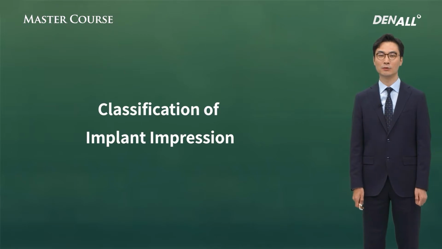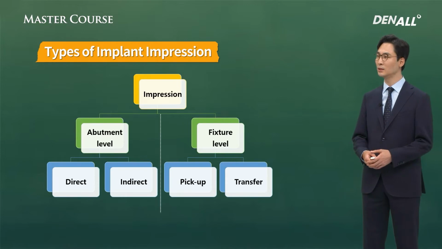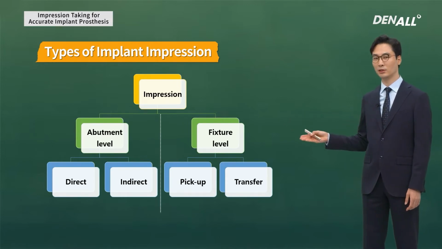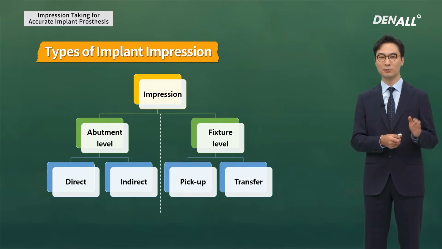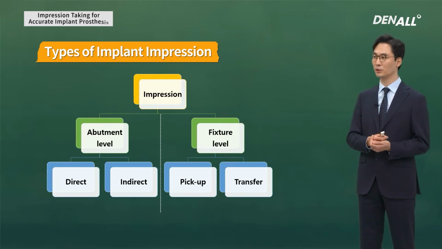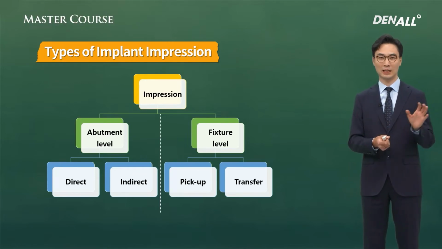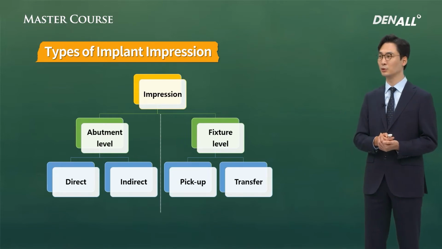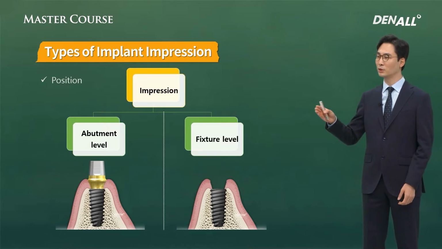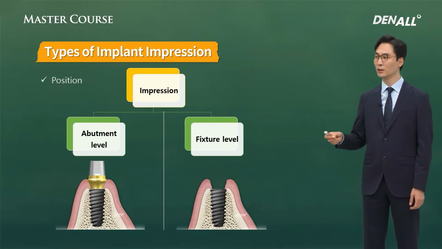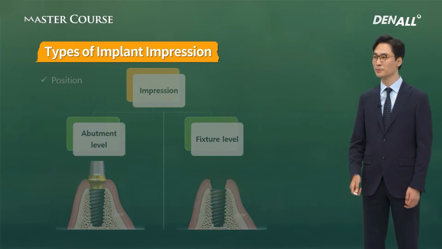Now I'm going to talk about the classification of impression taking. First, this can be divided into abutment level and implant level. Depending on the tool that is used, this can also be divided into pickup or transfer type. Depending on whether impression is taken directly or indirectly, it can be divided as well. Depending on which level impression is taken, classification can be divided into two categories depending on whether you take abutment level impression or implant body level impression.